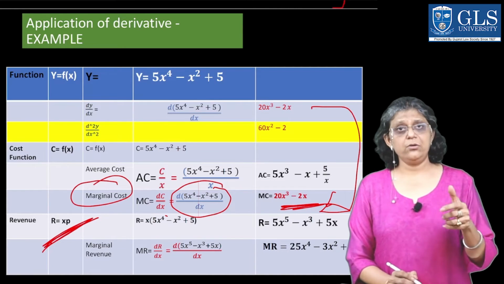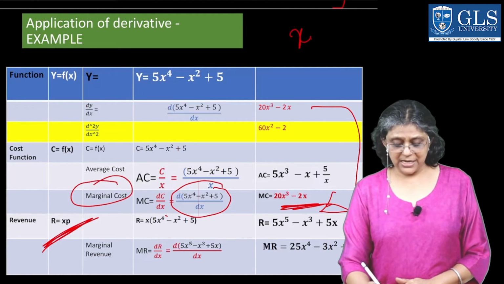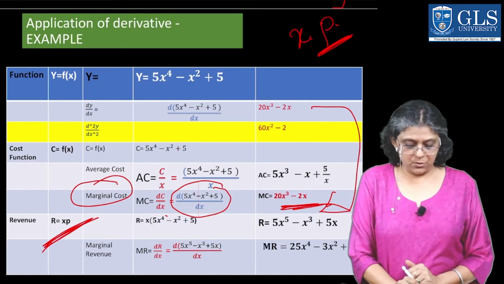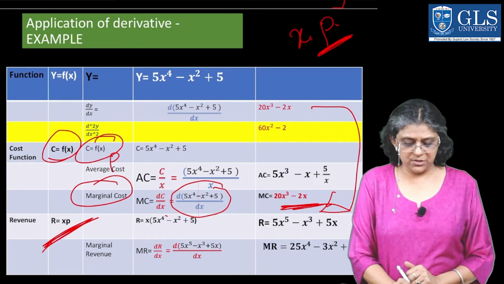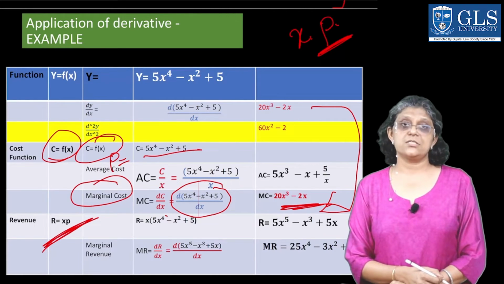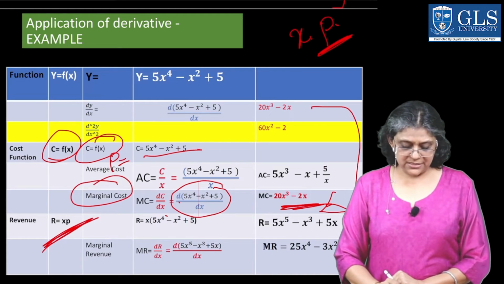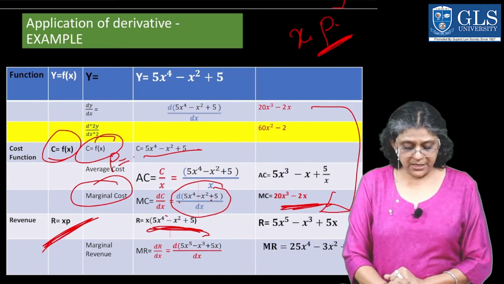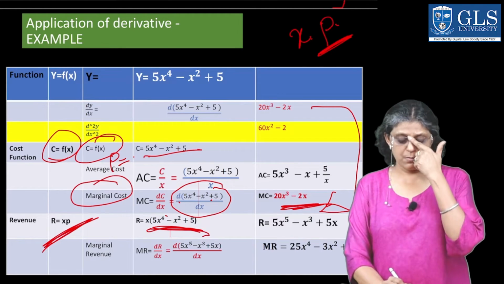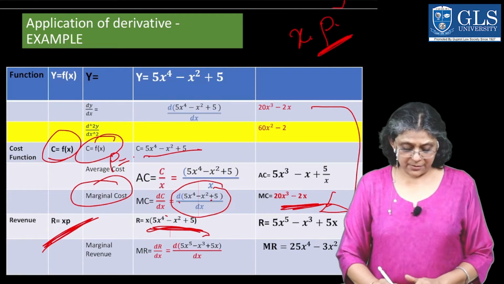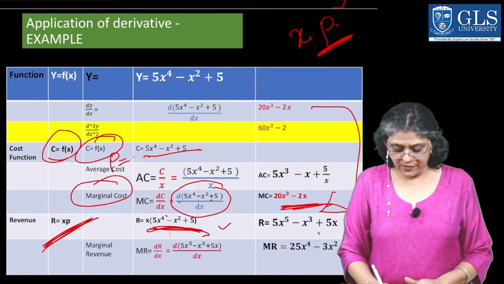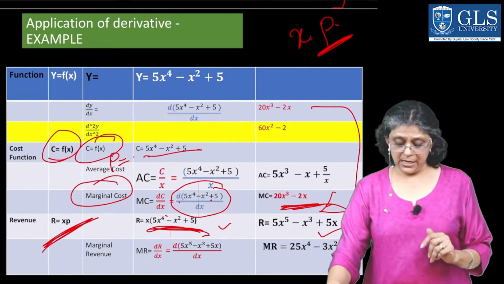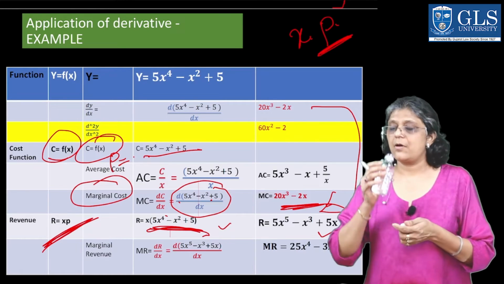Further, it is asked to find out the revenue. So this is my x and this is my p. Clear? P is the price. This is my equation: the C equation in terms of price is equal to my cost function. So what I will do is multiply x into P, and I will get the revenue. So P is equal to 5x raised to 4 minus x square plus 5. So I get my revenue equation as this. You can see the final equation. So 5x raised to 4 becomes what? It is 5x raised to 5.